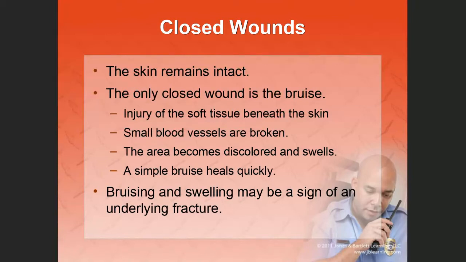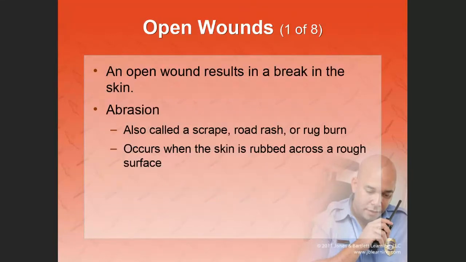Small blood vessels are broken. The area becomes discolored and swells. A simple bruise heals quickly. Now, bruising and swelling may be a sign of an underlying fracture. Right, now for open wounds, an open wound results in breaking the skin.